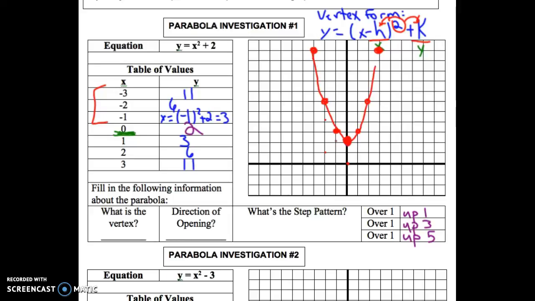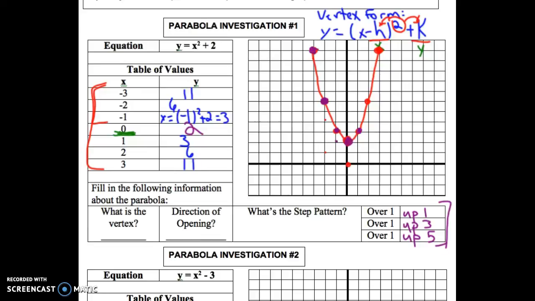So again, plotting the points from the table, they're all based off of the origin. But what I did initially was I plotted the vertex 0, 2. So if you've plotted the vertex 0, 2 right here, you can use the step pattern down here from the vertex. And if you notice, they all line up. If I go over 1, up 1, there's the dot that I already plotted off my table. Then from there, over 1, up 3, 1, 2, 3. There's that dot that I plotted from my table. Then over 1, up 5, 1, 2, 3, 4, 5.